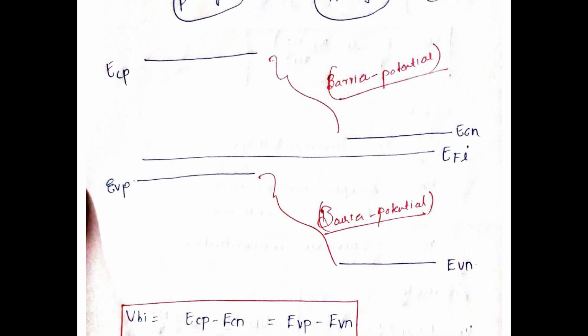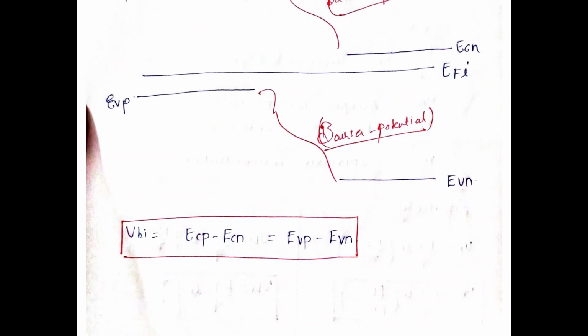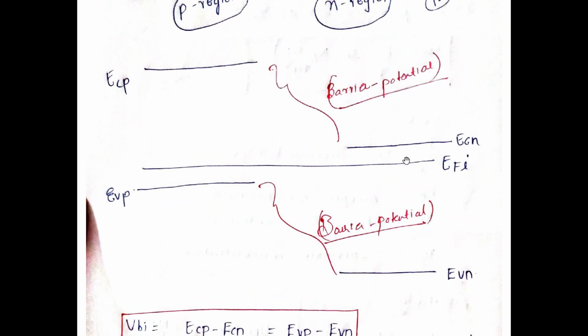Again, if you remember the band diagram which we have, if I consider this as the intrinsic Fermi energy level, this is my P side, this is my N side. So ECP is the lowest energy of the conduction band in P region. ECN is the lowest energy of conduction band in the N region. Similarly, you have the valence band for P and valence band for N. So the built-in potential, another formula is also given as ECP minus ECN and EVP minus EVN.